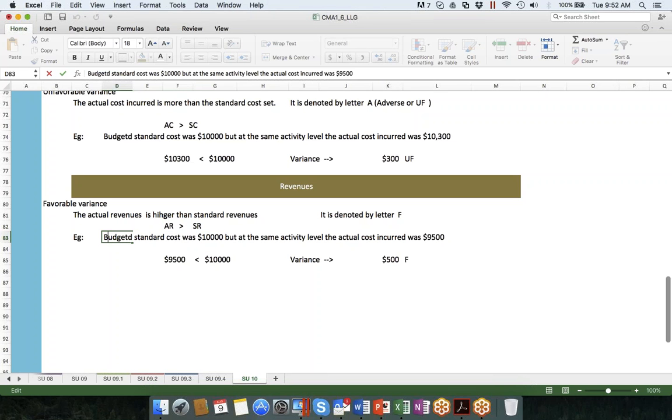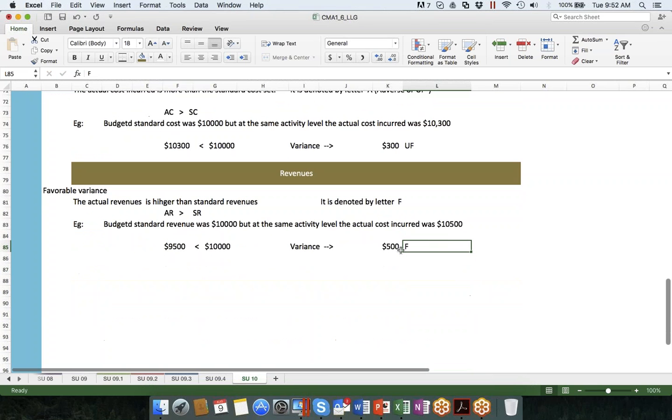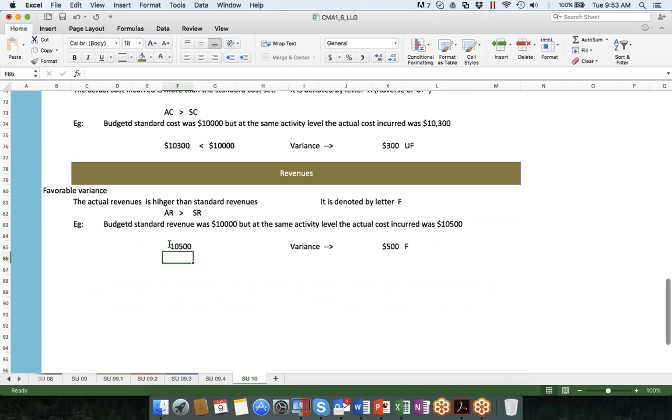Say for example, budgeted revenue was 10,000, and at the same activity level, the actual revenue is 10,500. In the case of cost, it was unfavorable, but in the case of revenues, revenue should be greater. So $10,500 we received against an amount of $10,000 expected. So there is a variance of $500, but which is favorable. Why? Because our actual revenues are greater than the budgeted revenues.